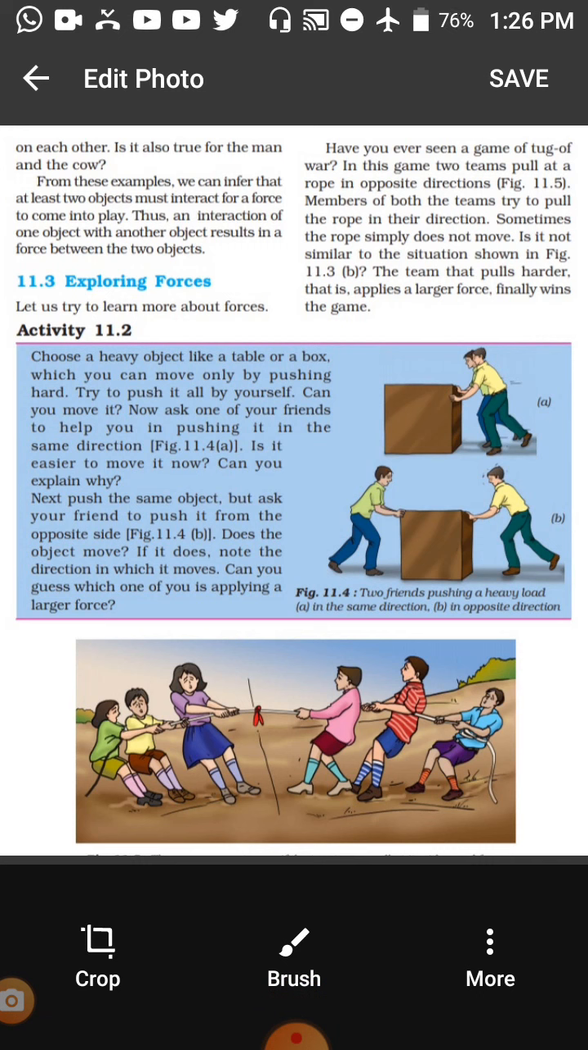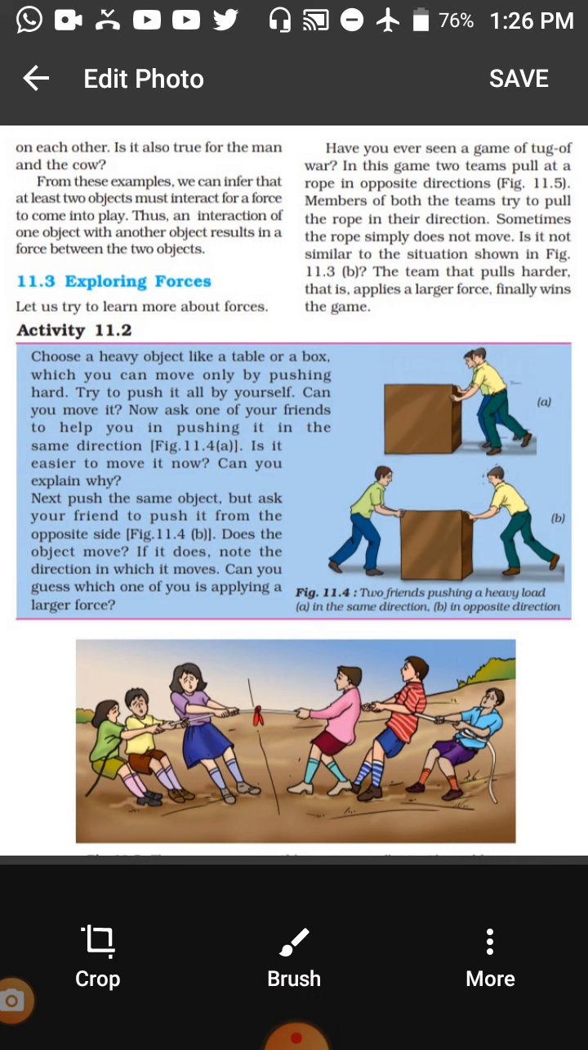Next is exploring forces. Exploring, we want to know more about the forces. They have given an example of two boys pushing. One picture is shown where one boy is pushing one box. Choose a heavy box. They have written here that a heavy box is there and one boy is trying to push the box. What can happen? Either he may be able to push or he may not be able to push. He is trying to push the box from the right side to the left side. So what can happen? Either the box will move or the box may not move.